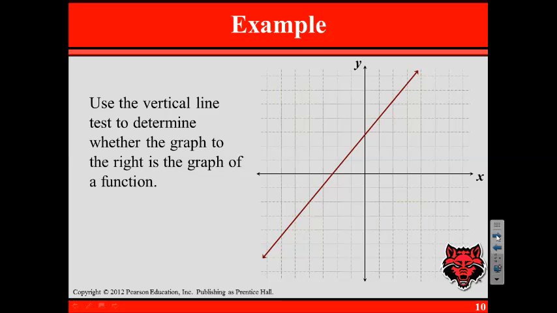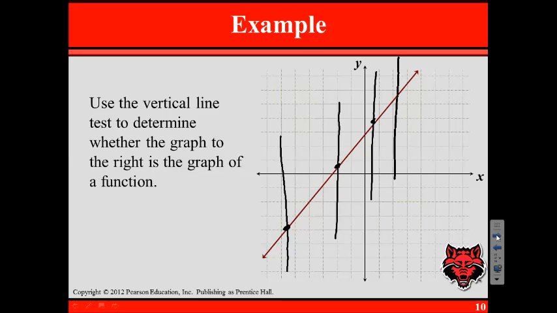So let's use the vertical line test to determine whether the graph to the right is the graph of a function. The graph we see is in red. As we begin to draw vertical lines, let's count how many times we touch the graph with each vertical line we draw. Once, once, once. We can continue to draw an infinite number of these, but every vertical line would result in one intersection. Since it never would touch more than once, this is a graph of a function. Yes, it is a function.